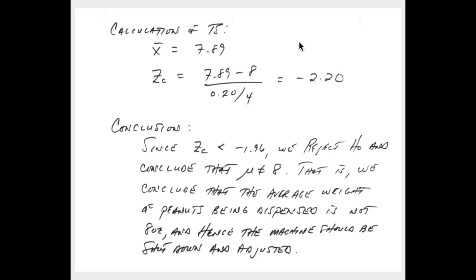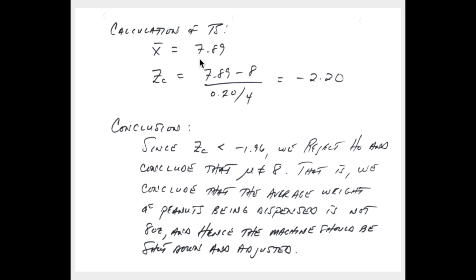And so that's been done. All right. The sample of size 16 was collected, and the sample mean was calculated, and that sample mean was found to be 7.89 ounces. And so now the question is, is that sample mean of 7.89 different enough from the hypothesized value, the desired value of 8 ounces for the population mean, to lead us to conclude that the machine is out of control?